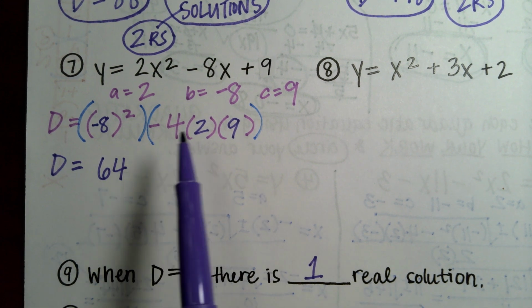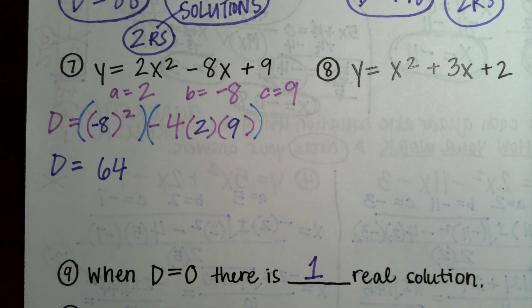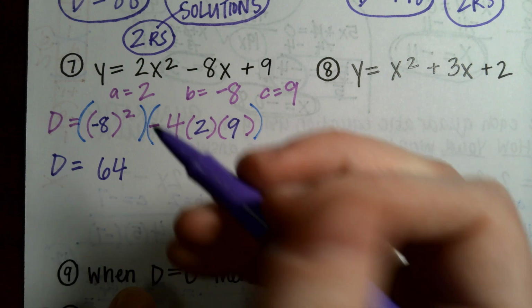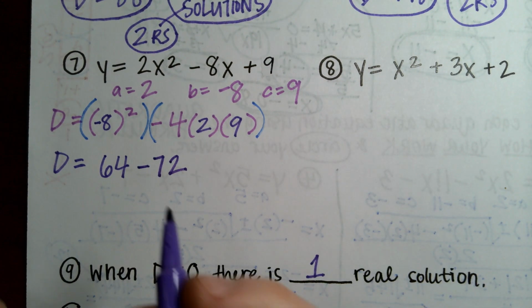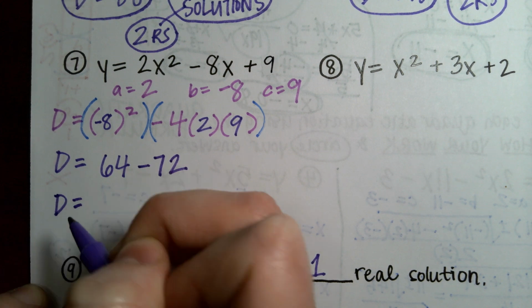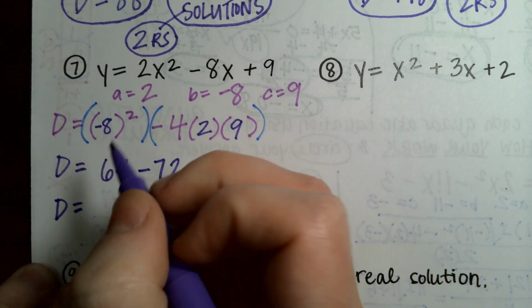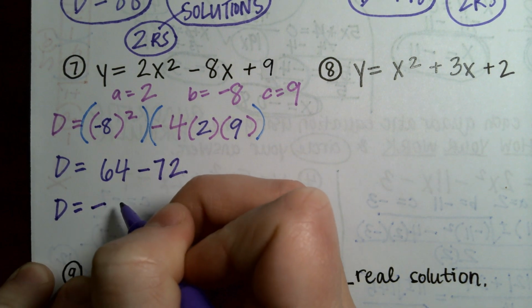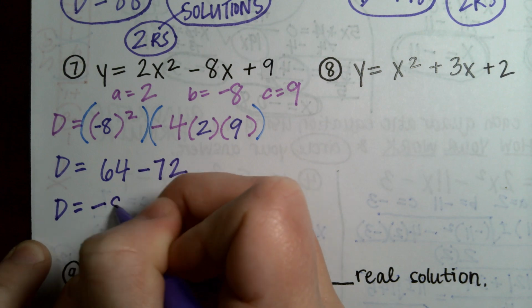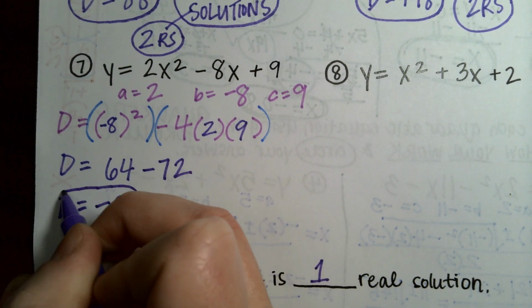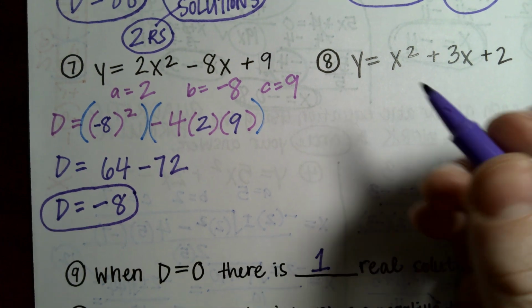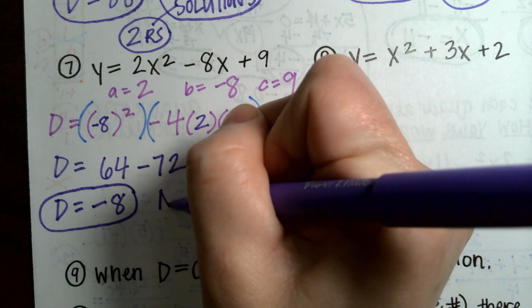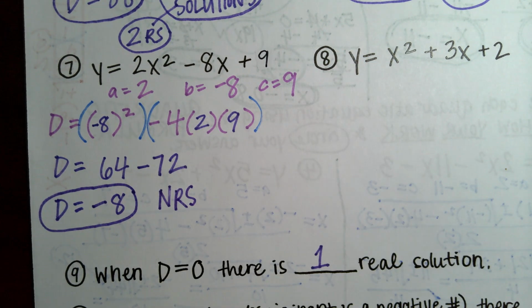Okay, how about -4 times 2 times 9? -72. Yes, -72. So, 64 minus 72, our discriminant is -8. Good. No real solutions. NRS. Yep, you could write NRS.